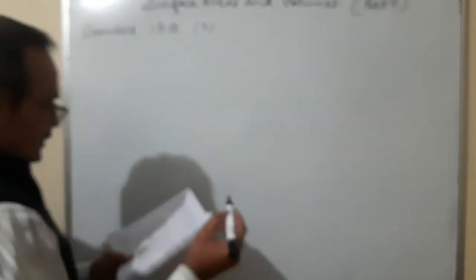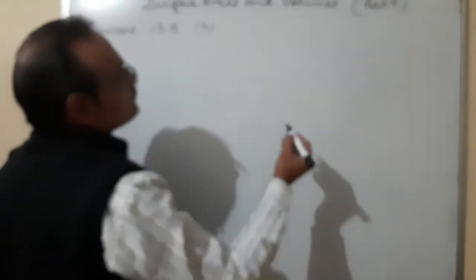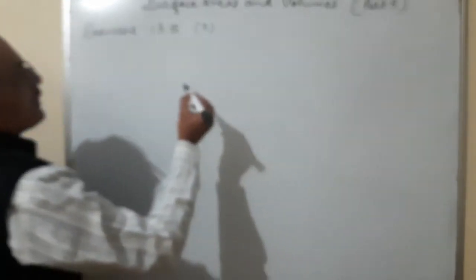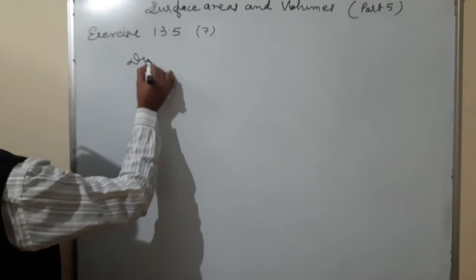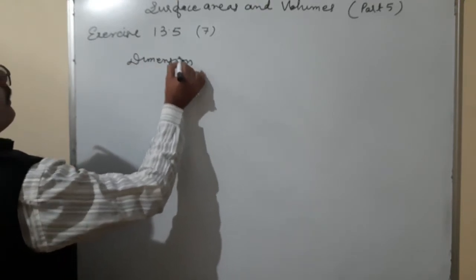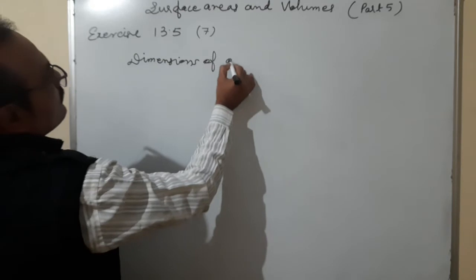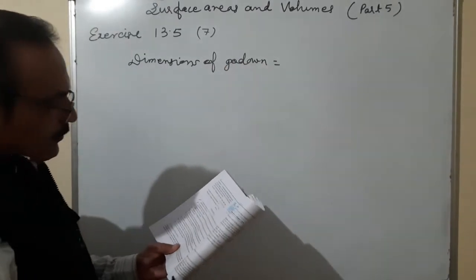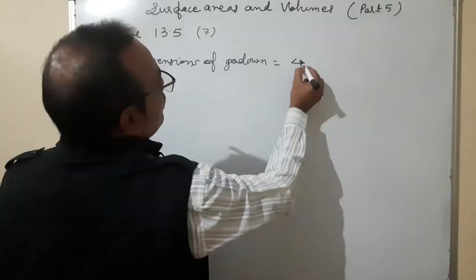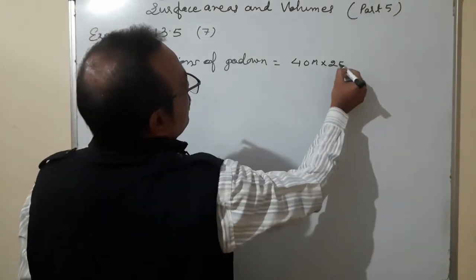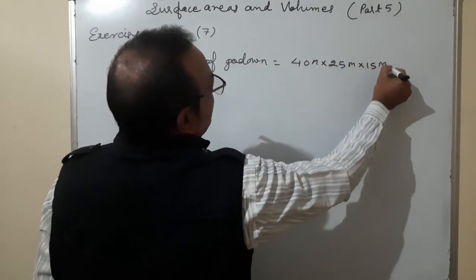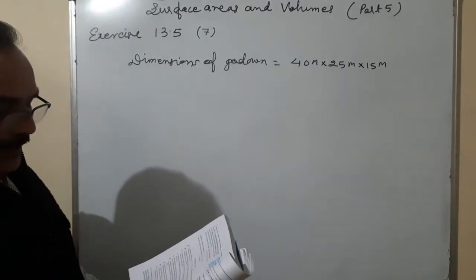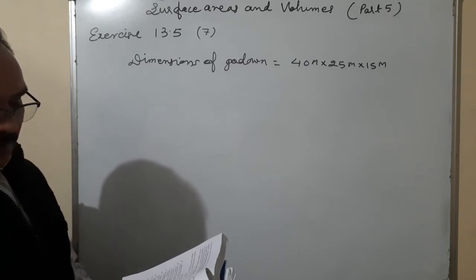Okay. So that is a simple way. That means the dimensions of the godown is equal to 40 meter into 25 meter into 15 meter. It's okay. That is one. And second is wooden crates.